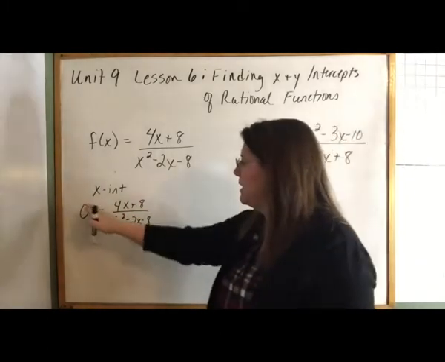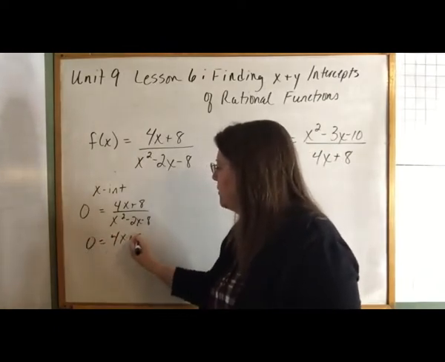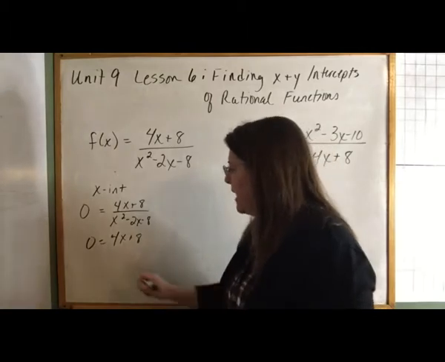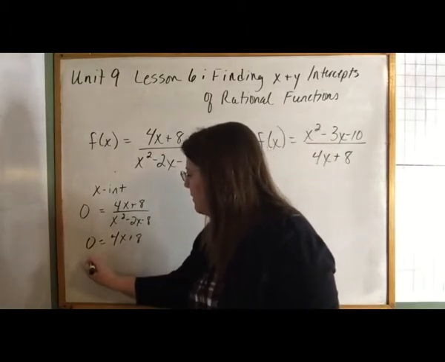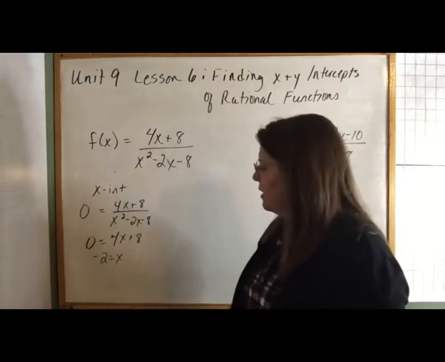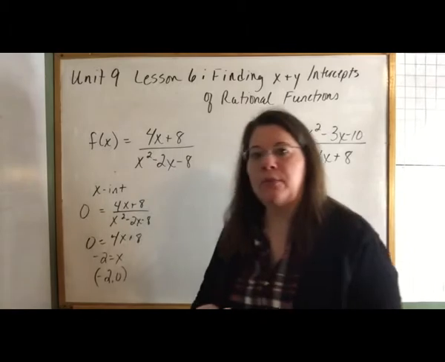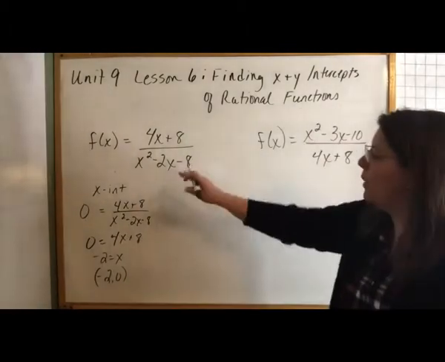I'm going to multiply the denominator over. That leaves me with 0 equals 4x plus 8. And then if I simplify that, I have negative 8 divided by 4 is a negative 2. So my x-intercept is negative 2, 0.